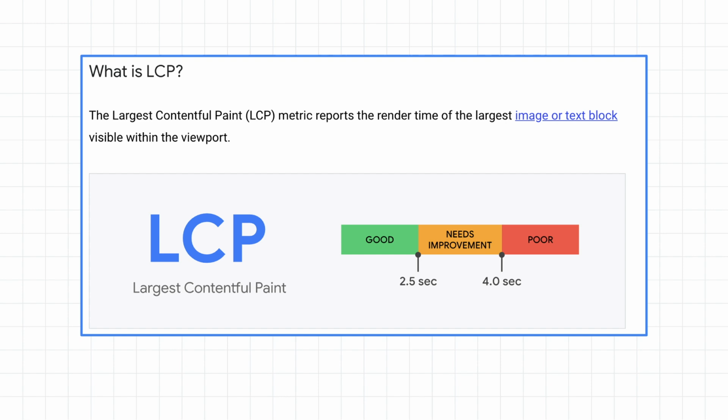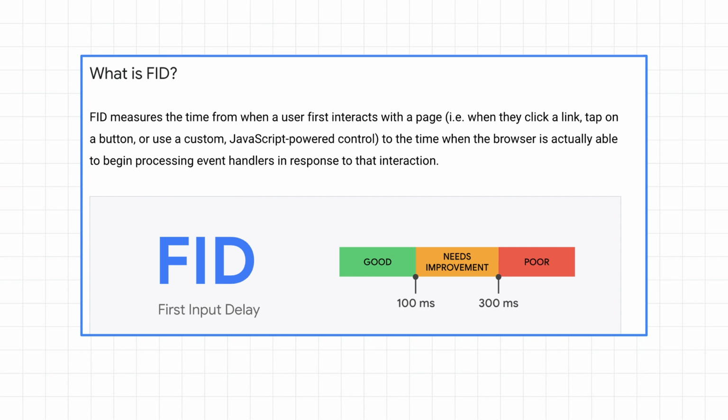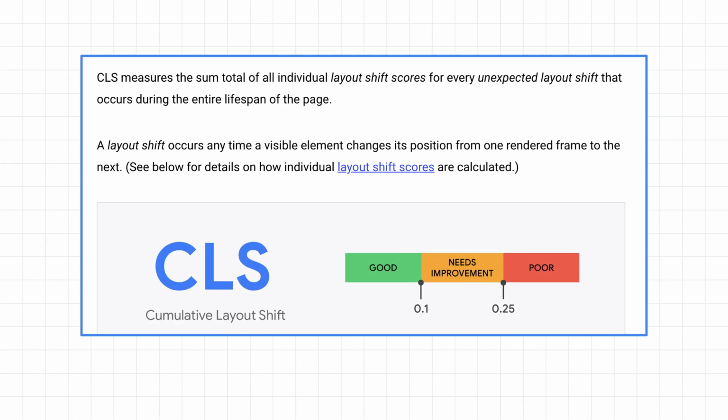First, LCP, also known as largest contentful paint. This measures loading performance. To provide a good user experience, LCP should occur within 2.5 seconds of when the page first starts loading. Second, FID, also known as first input delay, which measures interactivity. To provide a good user experience, pages should have a FID of less than 100 milliseconds. Third, CLS, which is cumulative layout shift. This measures visual stability. To provide a good user experience, pages should maintain a CLS of less than 0.1.